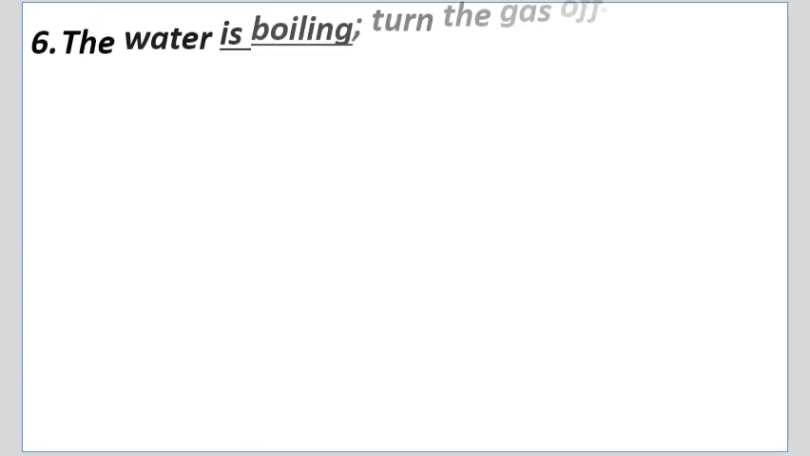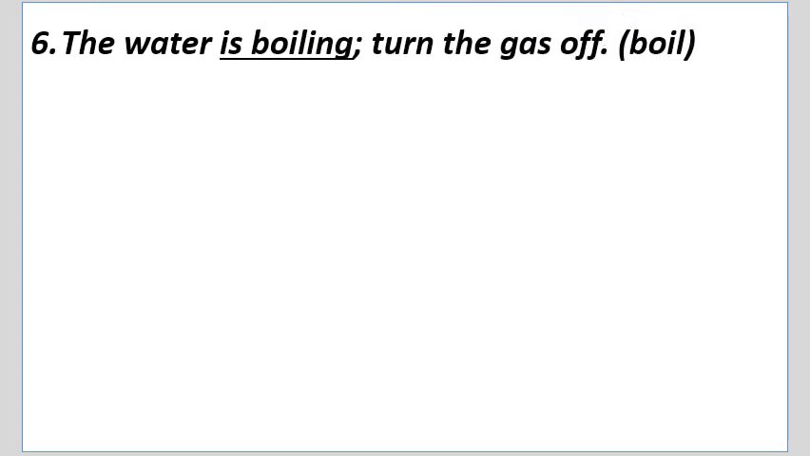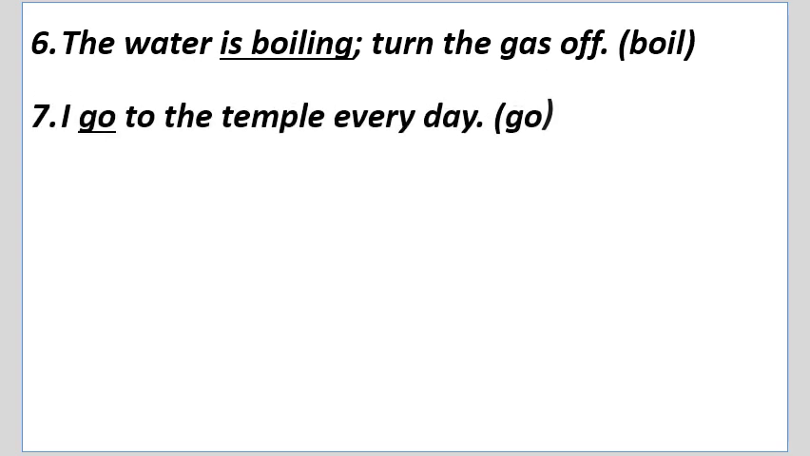Number 6. The water dash, turn the gas off. The answer is boiling. The form of the verb is boiling refers to the present continuous tense and shows the action is continuing. Number 7. I dash to the temple every day. The answer is go. The form of the verb go refers to the present simple tense and shows the repeated action.